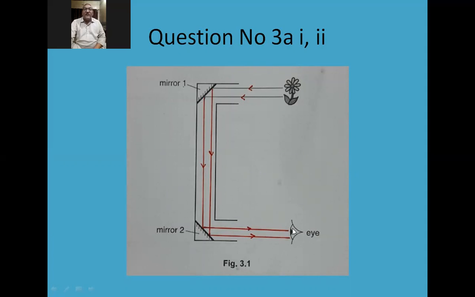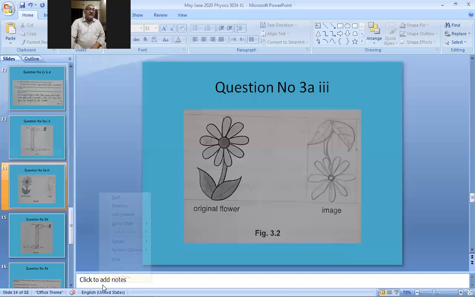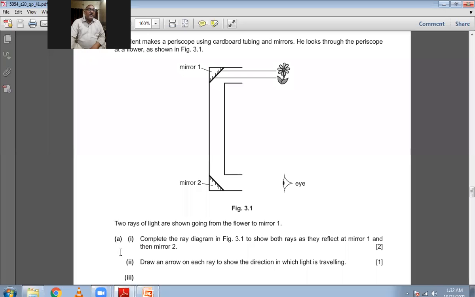And its ray, when it reaches the eye, is on the top. So it means that the image of that flower will be inverted. It will be upside down. Okay. The next question coming up is, let me first of all show you from that paper.